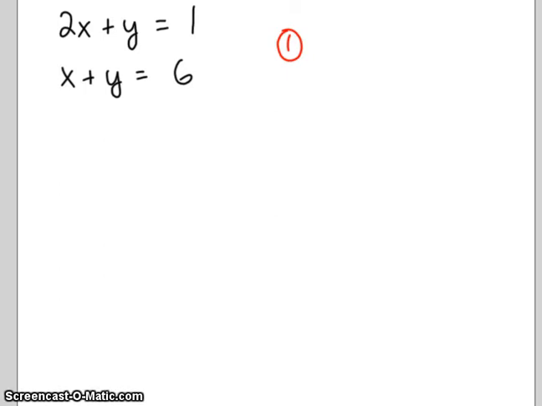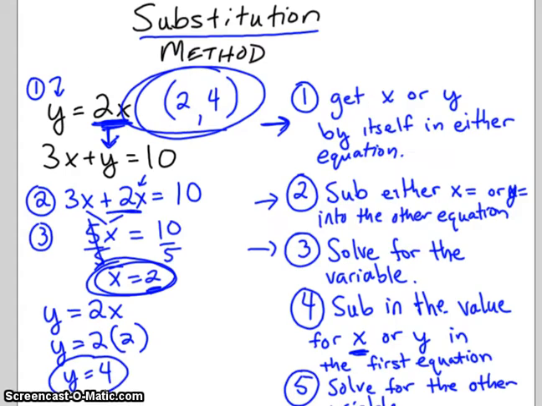Well, I have 2x plus y equals 1. We're going to subtract 2x on both sides, so we have y equals negative 2x plus 1. That's the first step: get x or y by itself. In this case, we got y by itself in one of the equations.